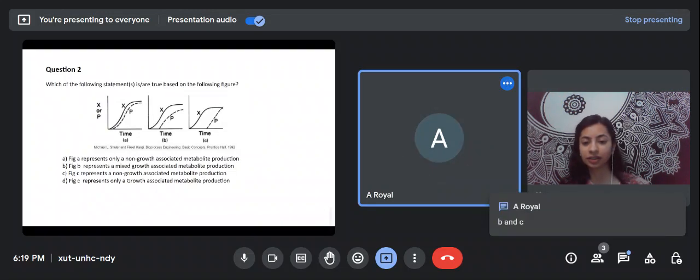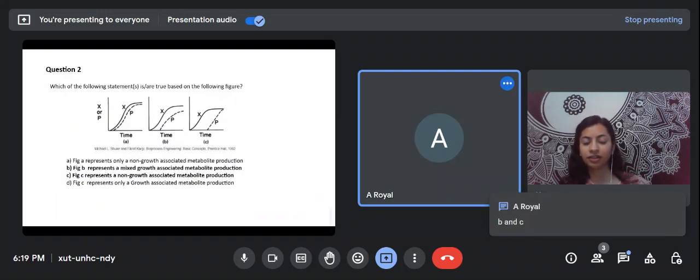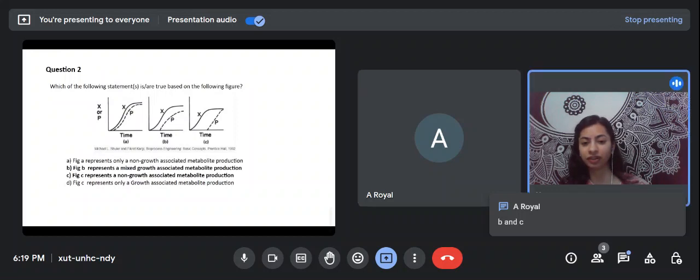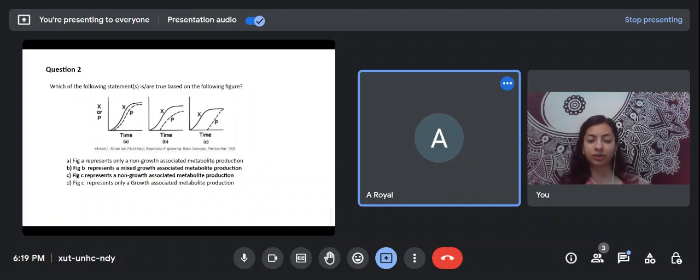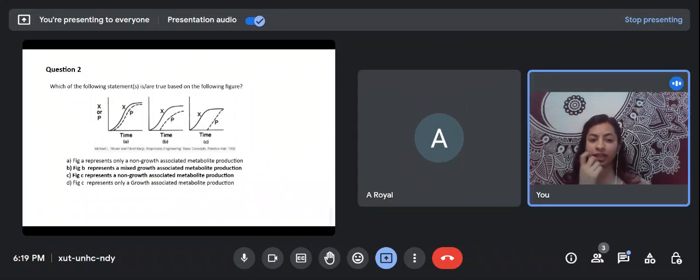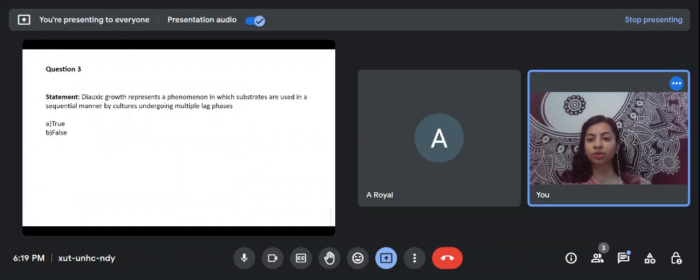B and C. B and C? Let's see if you're right. So yes, B and C are correct. So figure B represents a mixed growth associated metabolite production, which means that both of them are there. It's growth associated, non-growth associated, and C represents a non-growth associated metabolite production, right? Okay, so we'll move on to the next question.